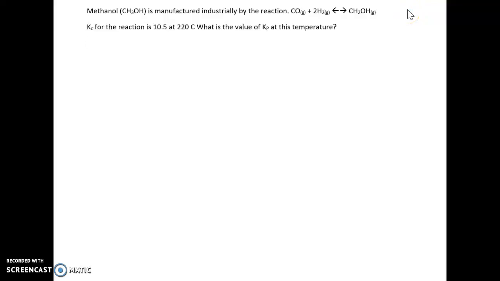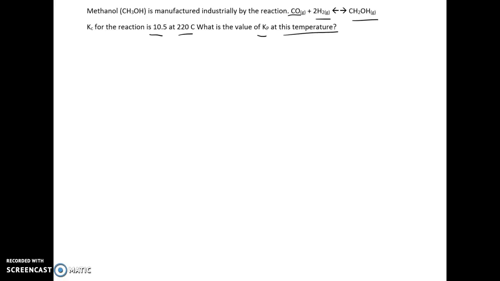Alright, so this is problem number 3 for the extra credit of exam 3, and it is a problem from the book, and it reads as follows. Methanol is manufactured industrially by the reaction, and then they give us the reaction of carbon monoxide plus hydrogen give us our methanol. And then it says Kc, the equilibrium constant for the reaction, is 10.5 at 22 degrees Celsius. What is the value of Kp at this temperature?